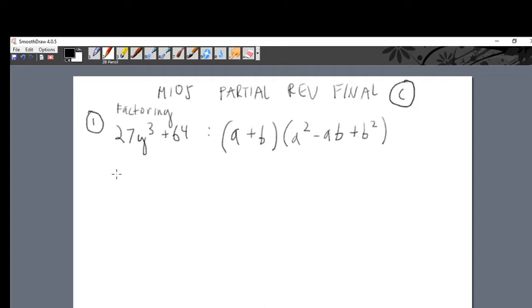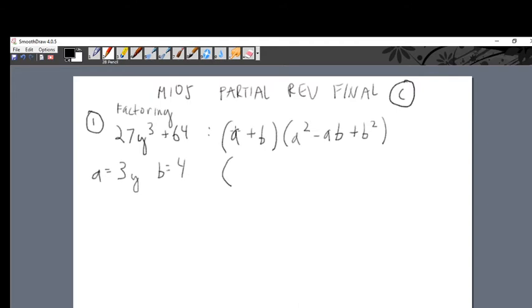Now, what's a and b? A is going to be the cube root of the first term. The cube root of 27 is 3. The cube root of y cubed is y. That's a. And b will be the cube root of the second term, which is equal to 4. 4 times 4 times 4 is 64. That's what a and b are going to be. So now just replace into this that we need to memorize, and that's how you factor perfect cubes.